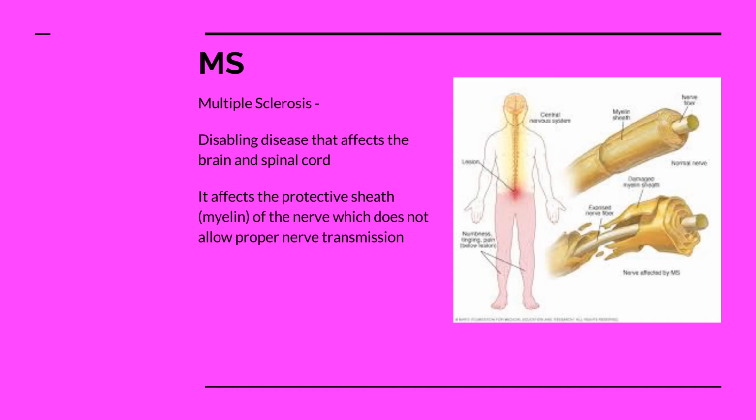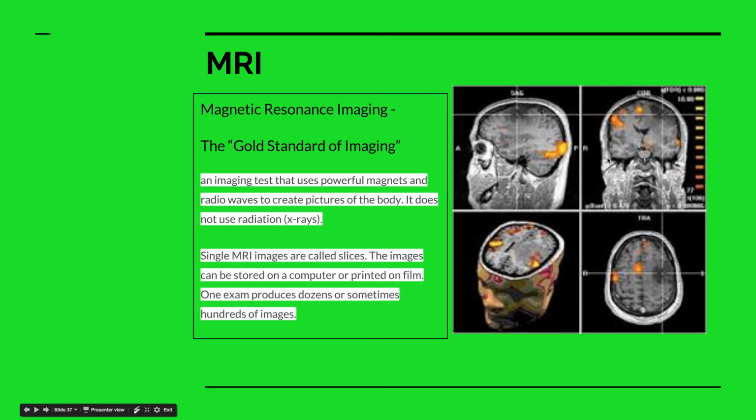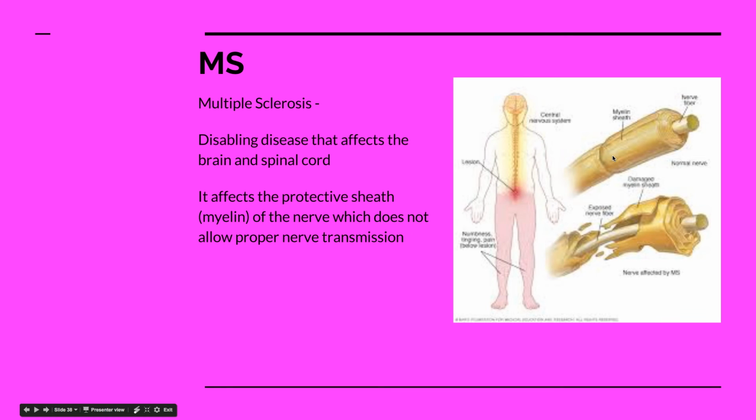MS stands for multiple sclerosis. It is a debilitating disease that affects the brain and spinal cord. It affects the protective sheath, the myelin of a nerve, which does not allow proper nerve transmission. So here, our nerves are covered with what's called a myelin sheath. The myelin sheath is destroyed. Therefore, the transmission in which a synapse goes across each nerve is not able to be completed because the myelin has been destroyed, as you can see here.